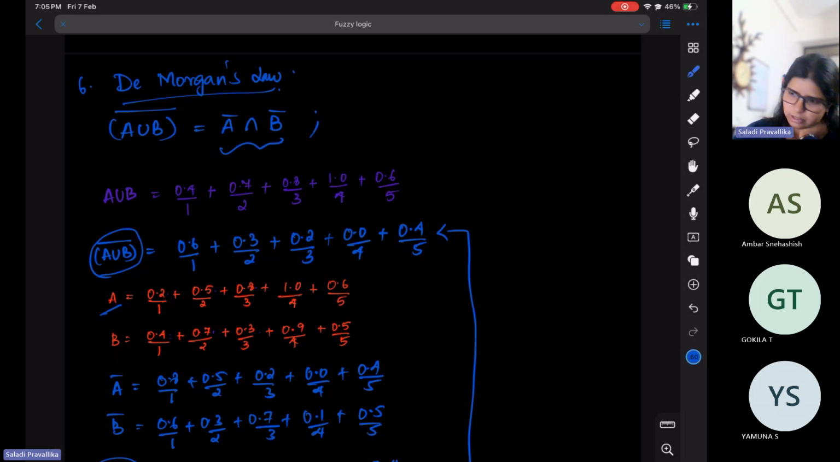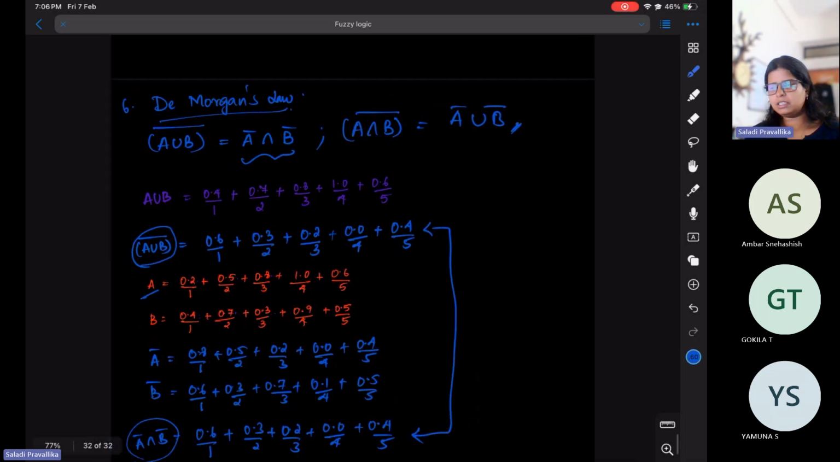The other one is A intersection B whole bar is equal to A bar union B bar. Okay, you can try out the second one by yourself. Okay, so this is about De Morgan's law.